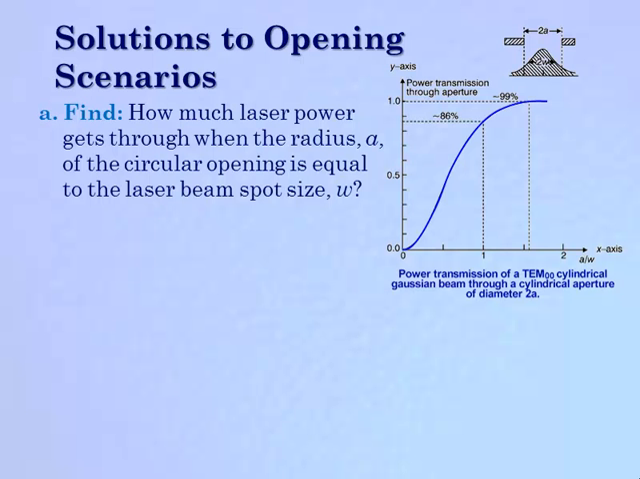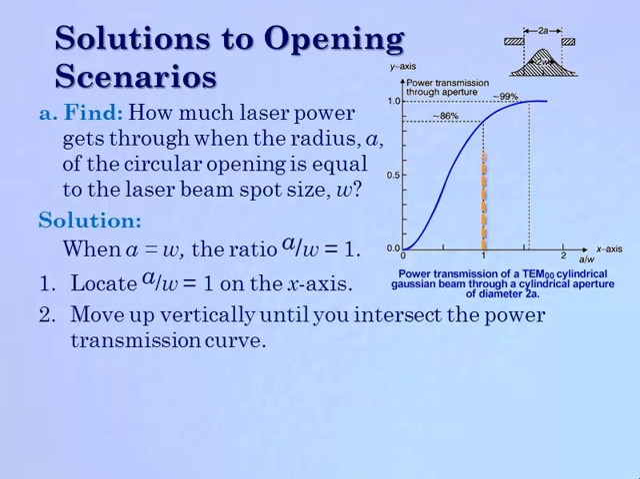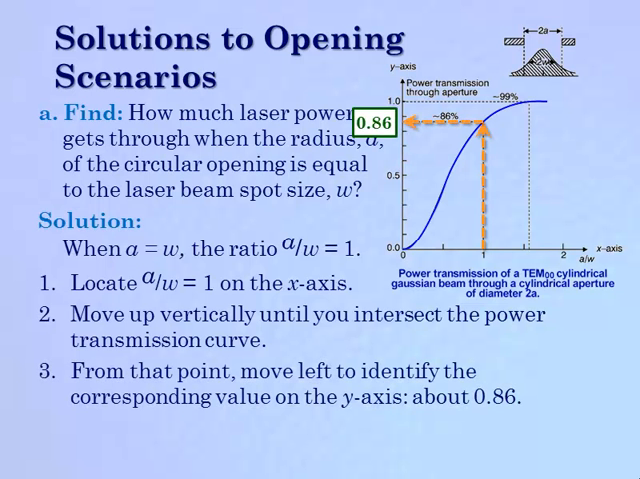So now I think that we're ready to answer the opening scenario. We're going to first find how much laser power gets through the aperture when it's equal to the laser beam spot size. So when A is equal to W, the ratio of A over W is equal to 1. So let's locate the ratio of A over W equals 1 on the x-axis and move vertically up until you intercept the power transmission curve. From that point, you move left and you read on the y-axis about 0.86 or 86%. So about 86% of the laser power will get through the aperture when the aperture is the same size as the beam spot.